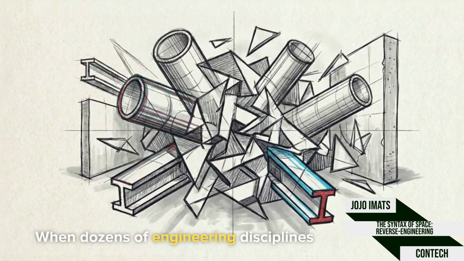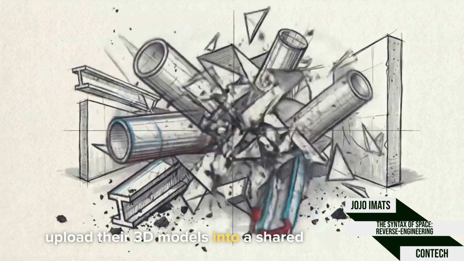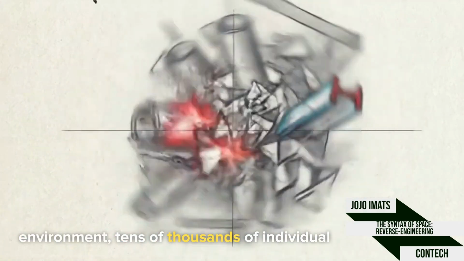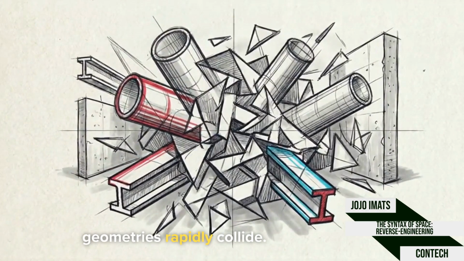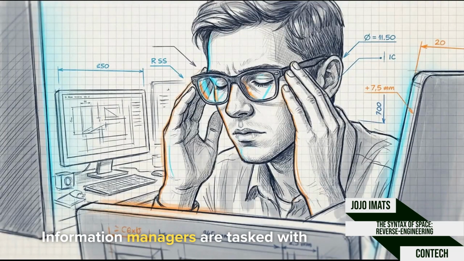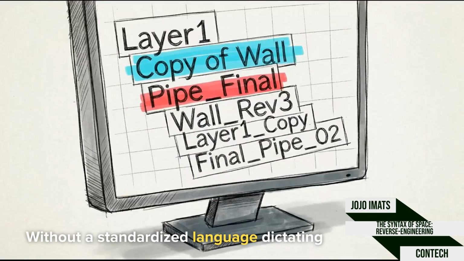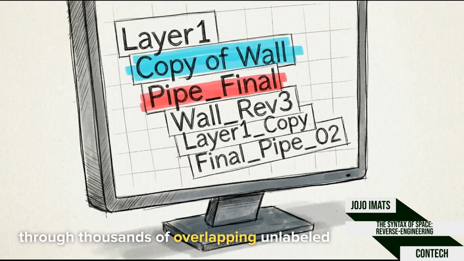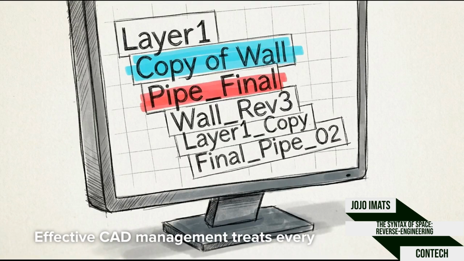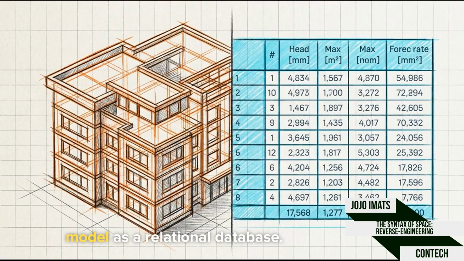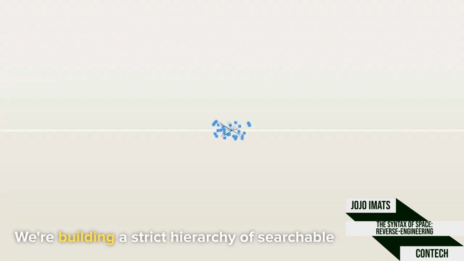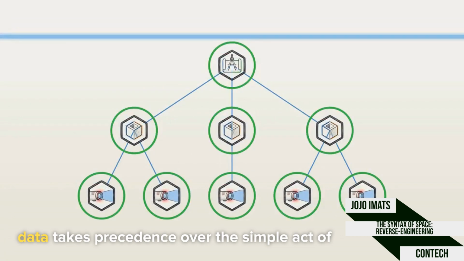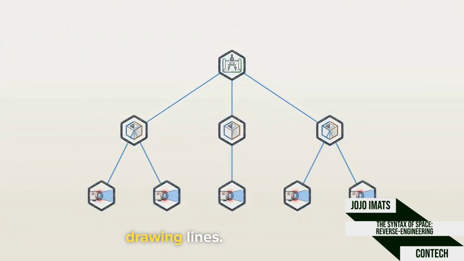When dozens of engineering disciplines upload their 3D models into a shared environment, tens of thousands of individual geometries rapidly collide. Information managers are tasked with navigating this dense digital space. Without a standardized language dictating how these files interact, locating a single structural flaw requires manually sifting through thousands of overlapping, unlabeled layers. Effective CAD management treats every model as a relational database, where building a strict hierarchy of searchable metadata takes precedence over the simple act of drawing lines.